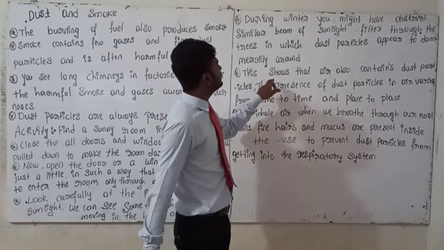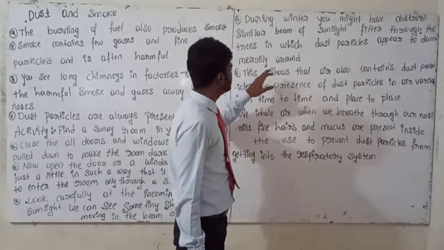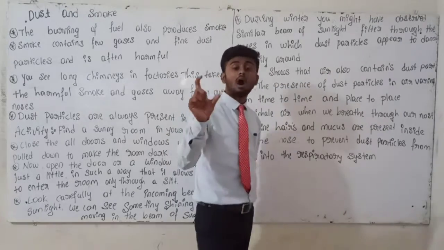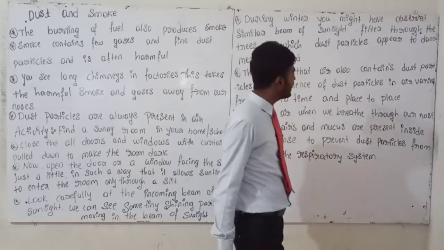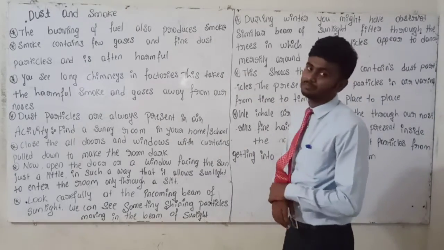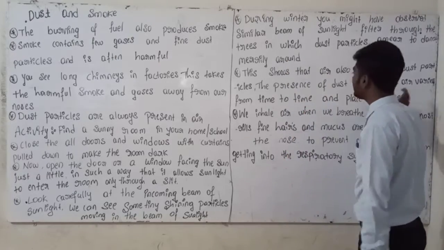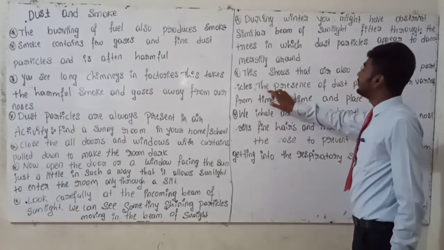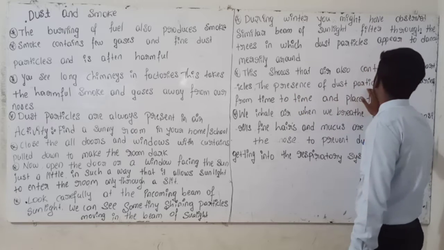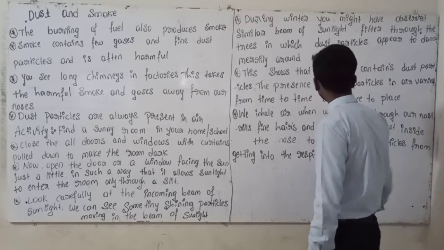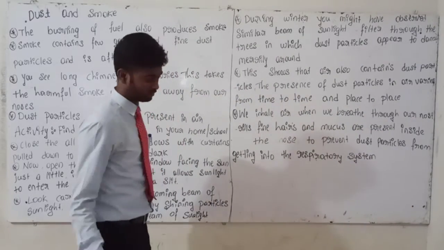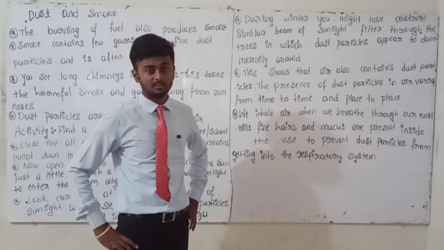So this shows that air also contains dust particles. The air also contains the dust particles. The presence of dust particles in the air varies from time to time and place to place.